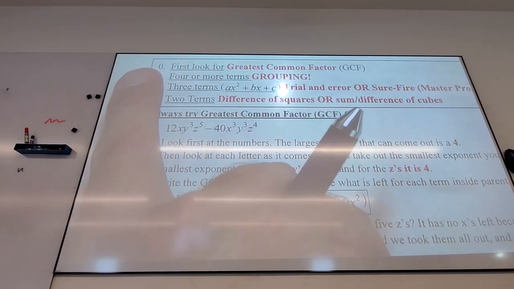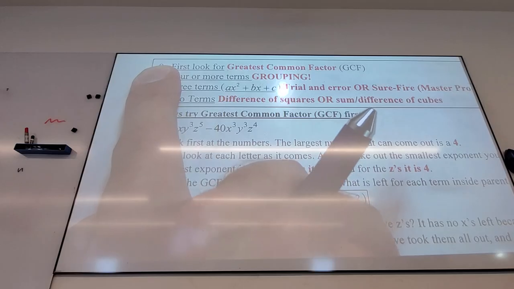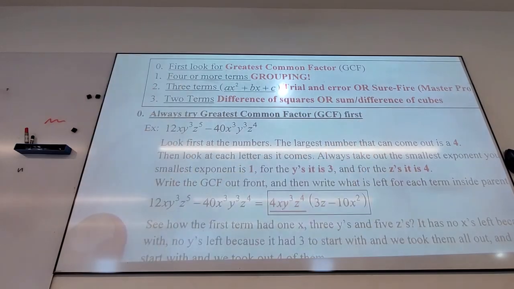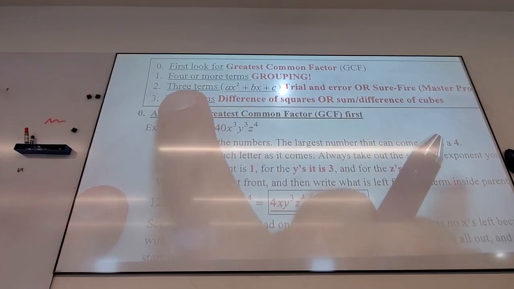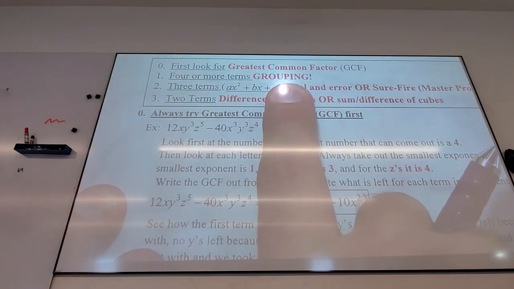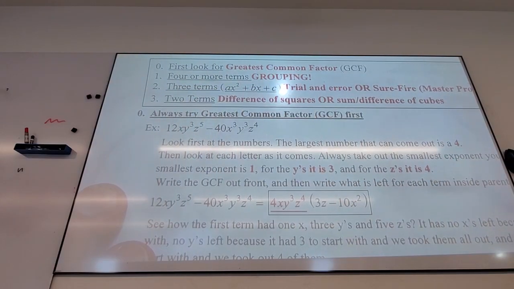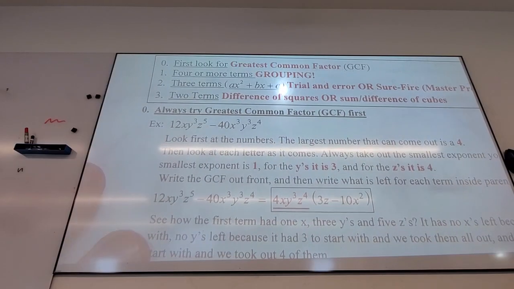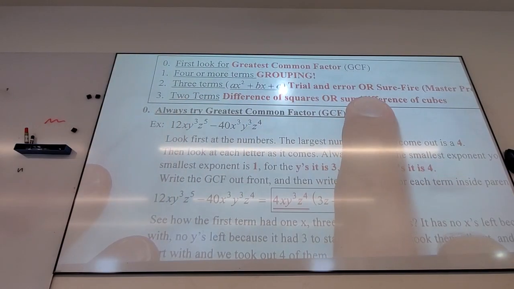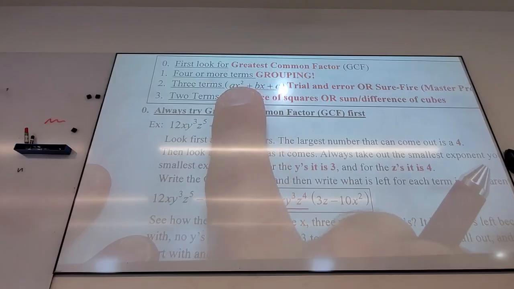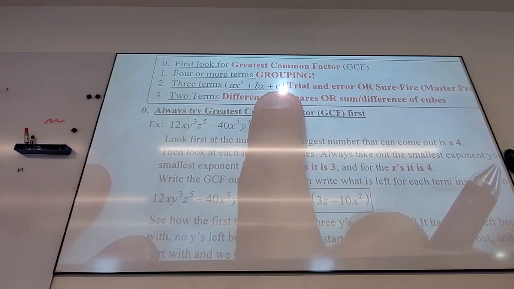GCF is always step 0. You always see if there's a GCF. If every term has something in common, get it out. If you have 4 or more terms, grouping. That's what we did when we underlined and did a couple of GCFs, yes? That's the x minus 4 problem we did earlier. 3 terms, that's what we started doing with the x squared plus 5x plus 4, right?